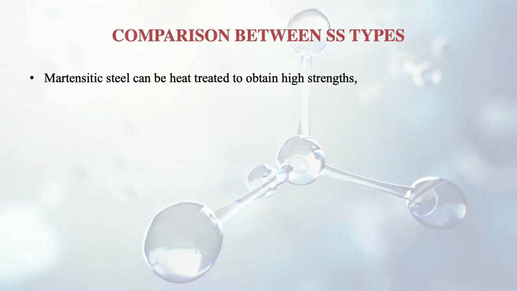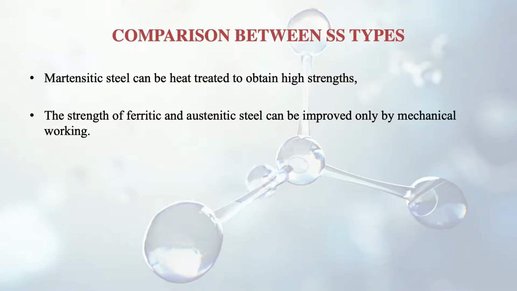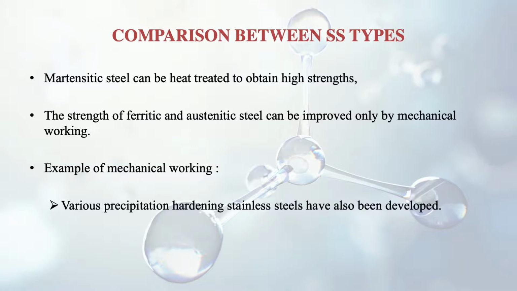Now we will compare the different types of stainless steels. Martensitic steel can be heat treated to obtain high strengths. This is the property of the martensitic steel. Further, the strength of ferritic and austenitic steel can also be improved, but only through mechanical working. One example is the various precipitation hardening stainless steels, which are developed by the mechanical working process.